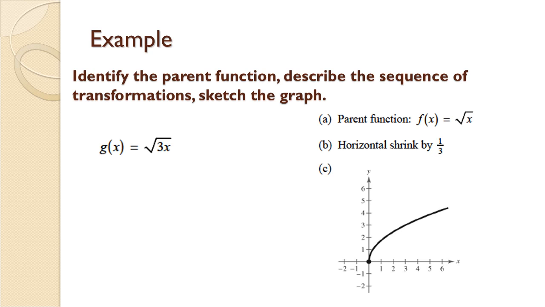When it's out in front, if it was a 3 out in front of the square root, it would be a vertical stretch by a factor of 3. But because it's inside with the x, everything kind of works backwards. It's a horizontal shrink by a factor of 1/3. And you see the graph there.